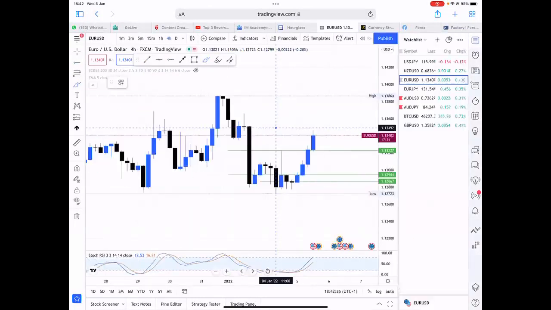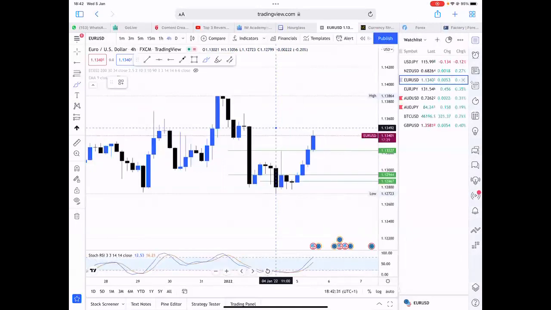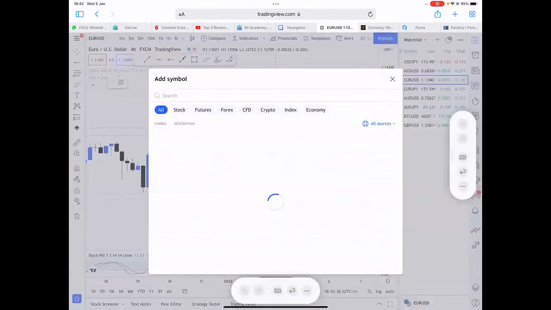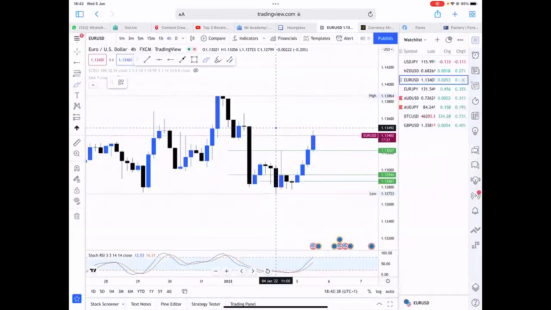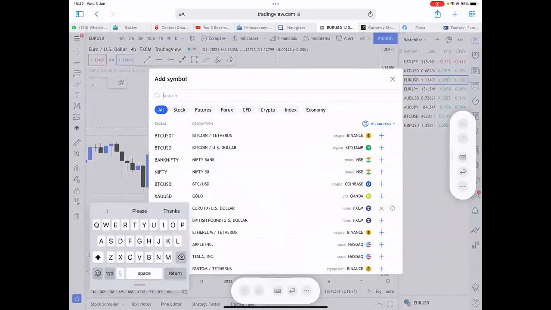That's this part. Remove everything that is on your watch list. Then start searching and adding to your watch list. When these are to add, you click on search. Then you type the name of what you want to add.